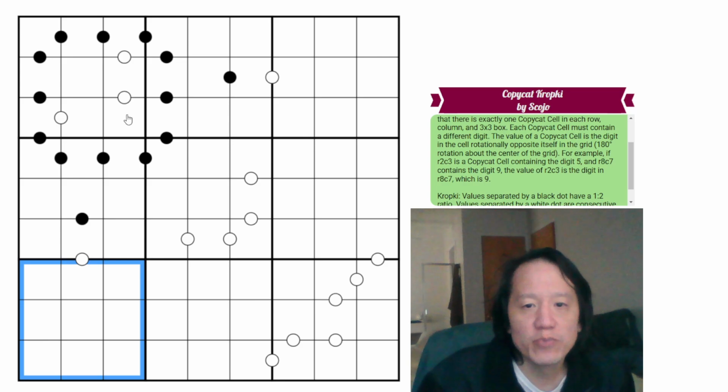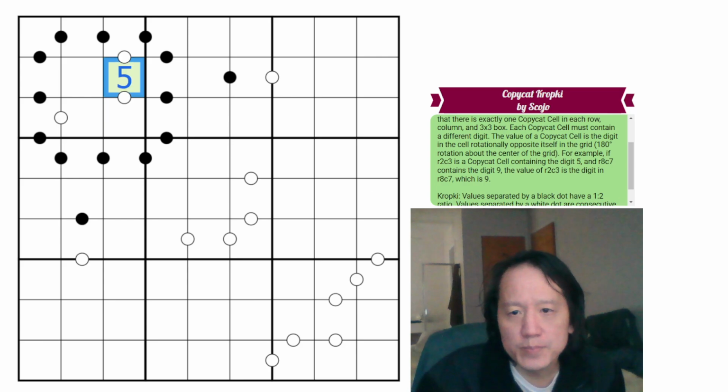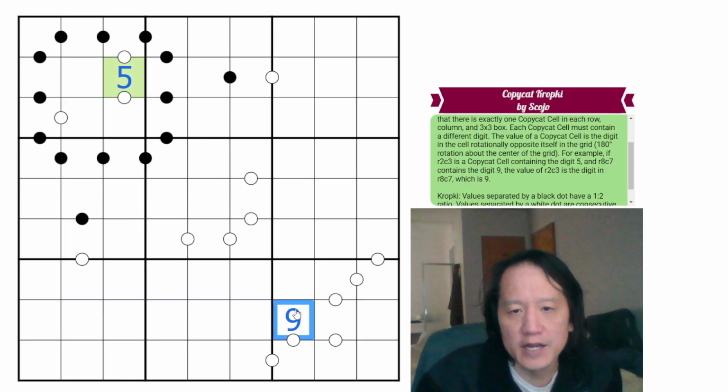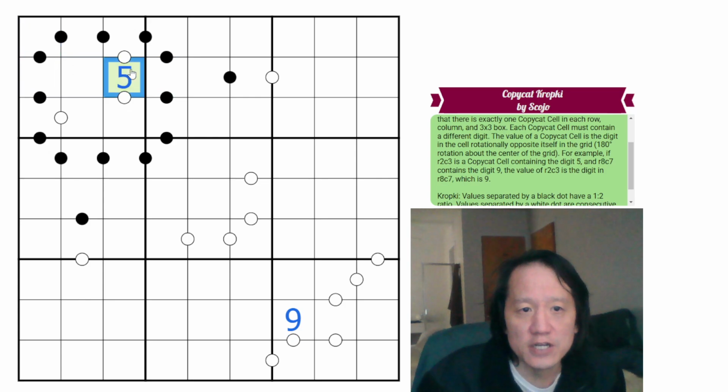For example, if row 2, column 3 is a copycat cell, containing the digit 5, and row 8, column 7 contains the digit 9, the value of row 2, column 3 is the digit in row 8, column 7, which is 9, right? So basically, that's a pretty good explanation of what a copycat cell is.